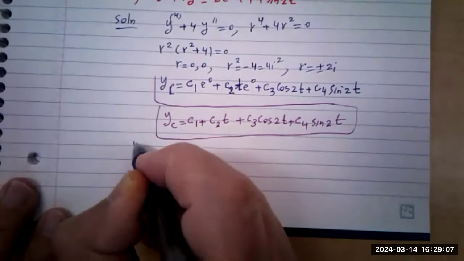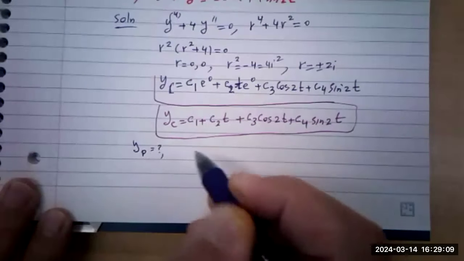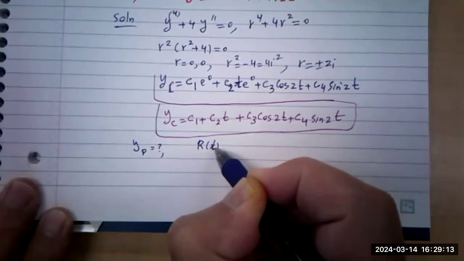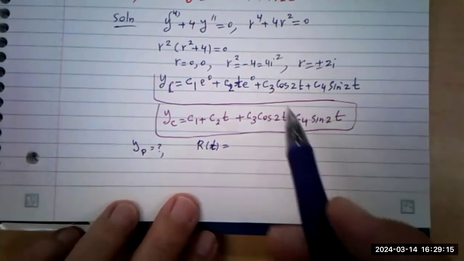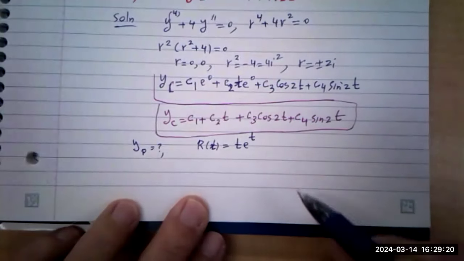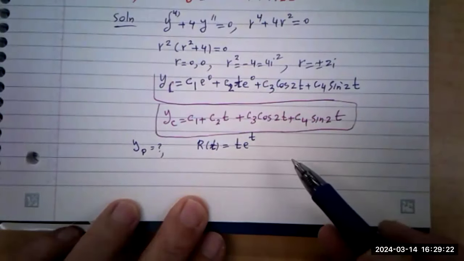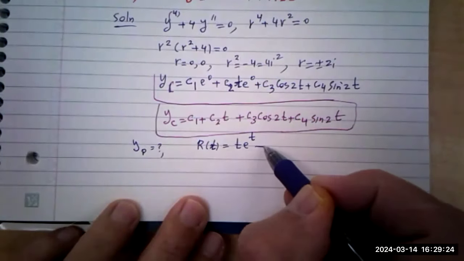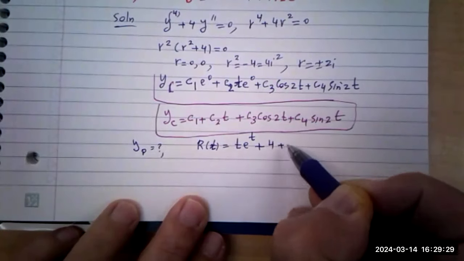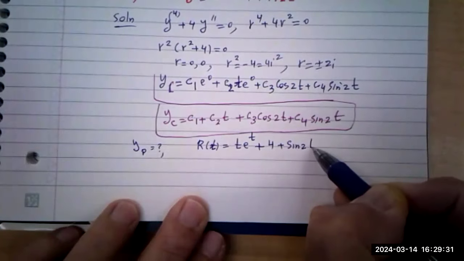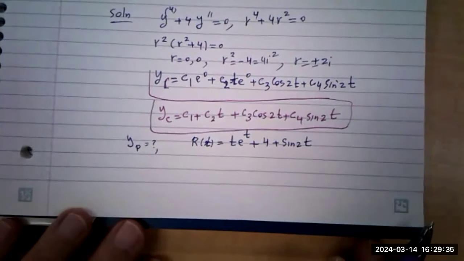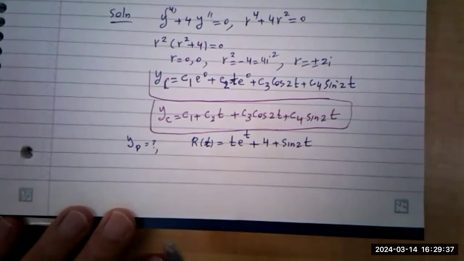Okay, so to get the YP, you have a combination of functions for the R of t, or three functions. You have t e to the t, which is a polynomial times exponential function. You have a constant polynomial, which is 4. And you have a trigonometric function. So you have to consider the three terms, so you need three YP.